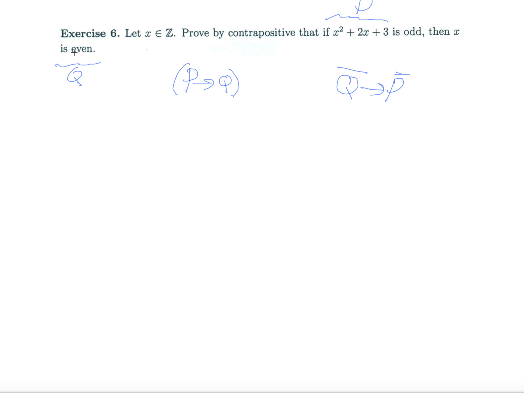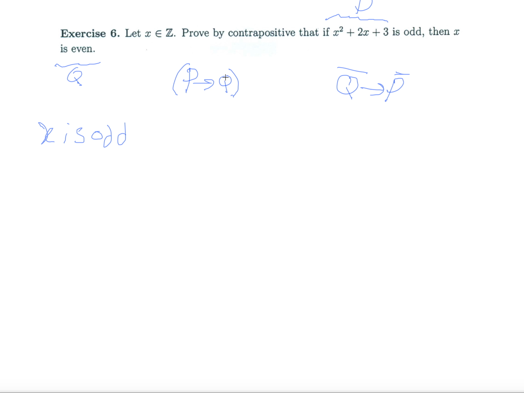So we say that x is odd. This is the negation of q. Then we try to reach p bar. We try to reach that x squared plus 2x plus 3 is even, not odd. If we reach that conclusion, then our implication is right and p implies q is correct.